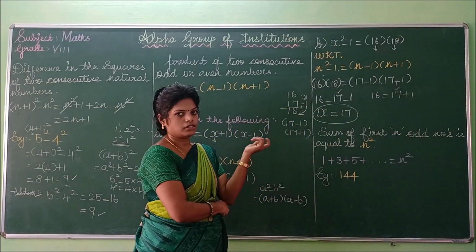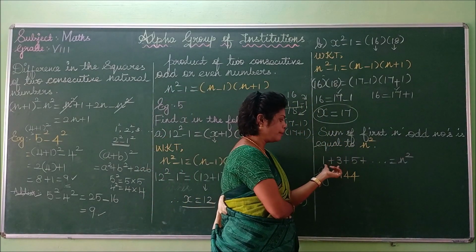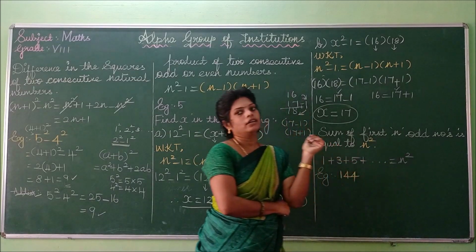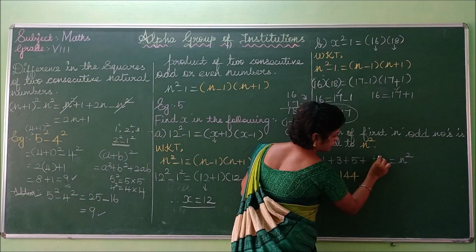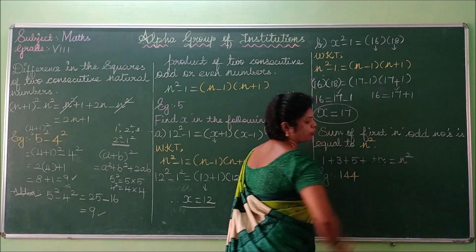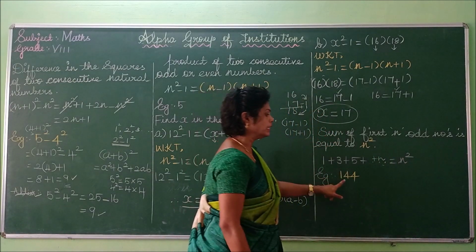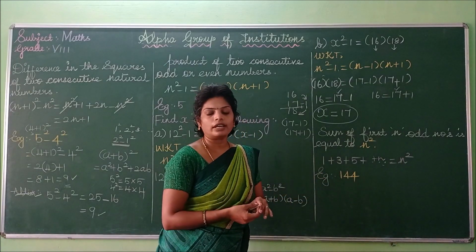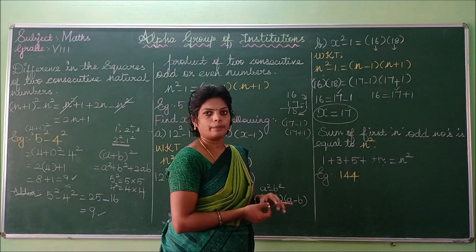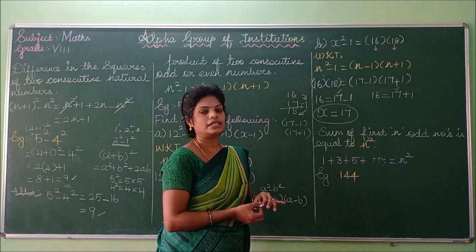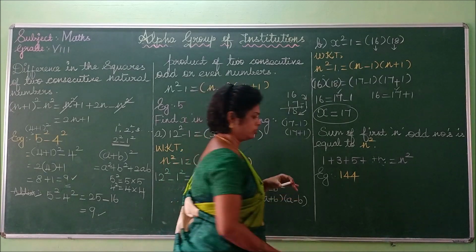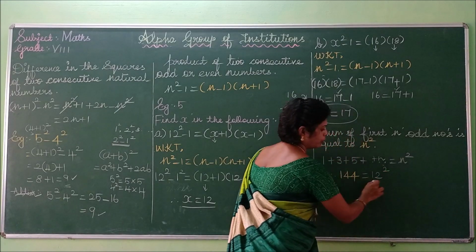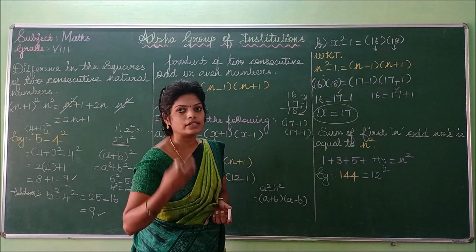This is a statement. So what is the general format? 1 plus 3 plus 5 and so on, up to n terms, represents the formula n squared. Here they have given you an example, 144. Is 144 a square number? Yes, it's a square number. So which number? It is the square of 12. So 144 can be represented as 12 squared.